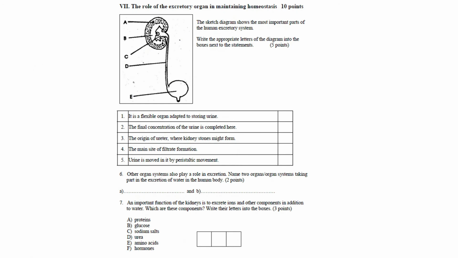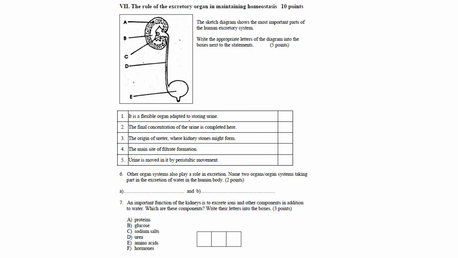Exercise 7. The role of the excretory organ in maintaining homeostasis. The sketch diagram shows the most important parts of the human excretory system. Write the appropriate letters of the diagram into the boxes next to the statements. So we can see here a diagram, and a few parts are labeled in here, namely the urinary bladder, the ureter, the pelvis, the medulla, and the cortex. Okay, let's look at the statements.